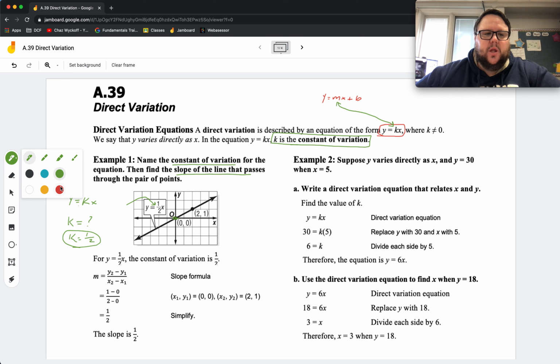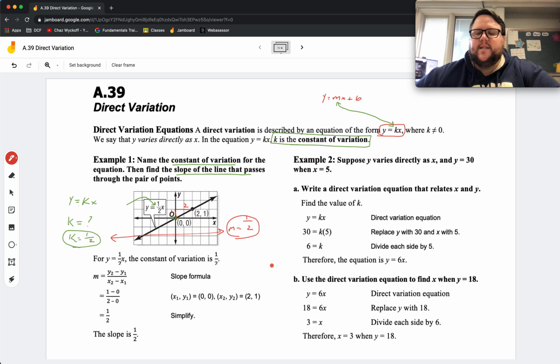Now we're going to find the slope. I'm going to draw my triangle, my rise over run. I went up 1 unit, and I went right 2 units. So my slope is going to be up 1 over 2. What we notice is our constant of variation and our slope are the same. That's how you're going to do the first 3 problems, which are graphical. You're just going to identify the constant of variation, and then you're going to identify the slope.